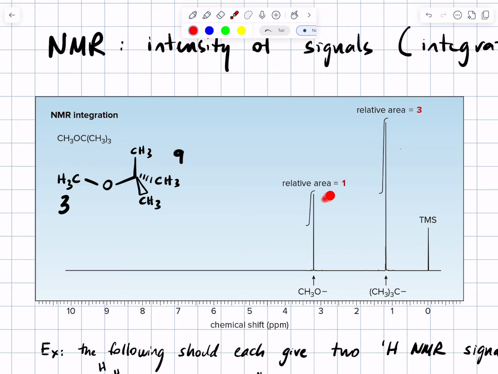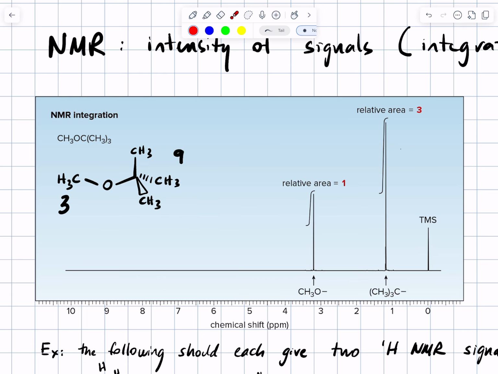So when I look at relative peak area, I'm not going to necessarily know absolute numbers of protons. I'm not going to know whether this peak means 3 to 1 or 6 to 2 or 9 to 3, but whatever the ratio between those peaks is, it must be consistent with the ratio between the actual number of protons.